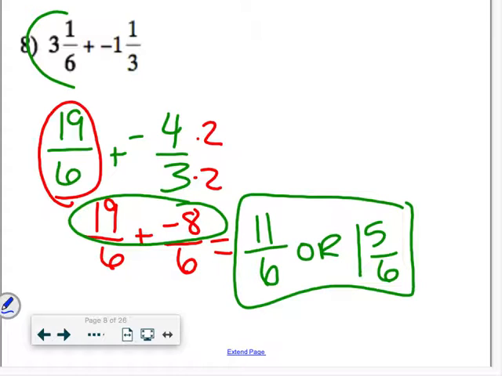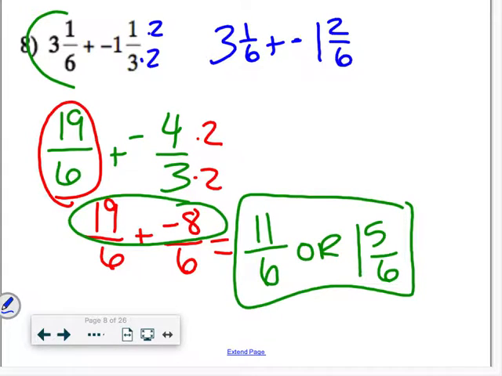All right. Kind of going back to the top here without changing. Sorry, apologize. Still would only need to change the 1/3. So I'd have 3 1/6 plus a negative 1 2 sixths. Okay. Still different signs, still subtraction. Bigger number would be the 3 1/6. And the smaller number would be the 1 2 sixths.